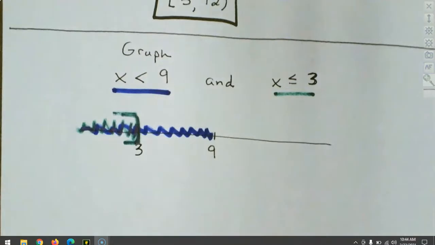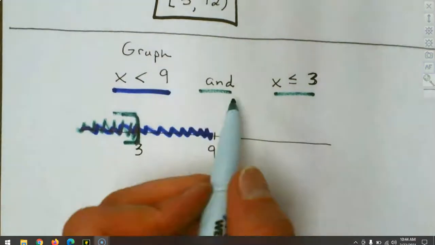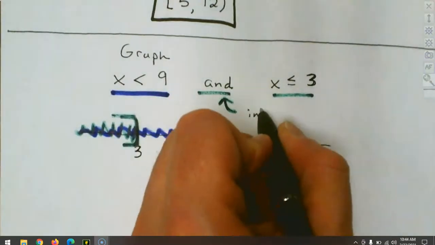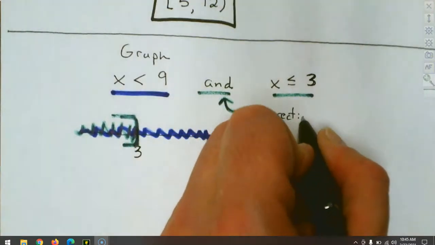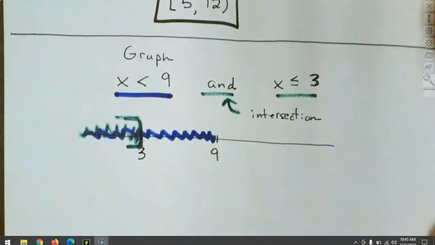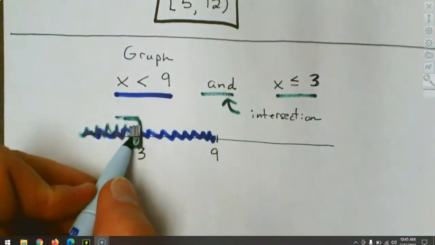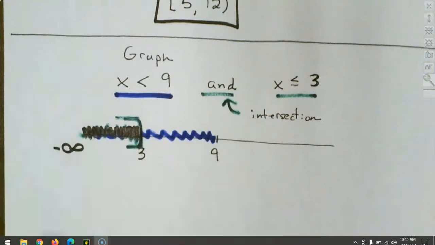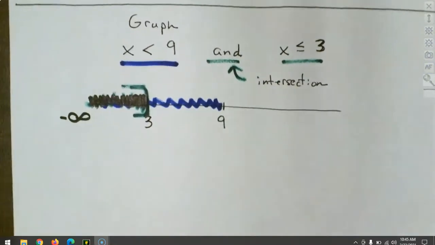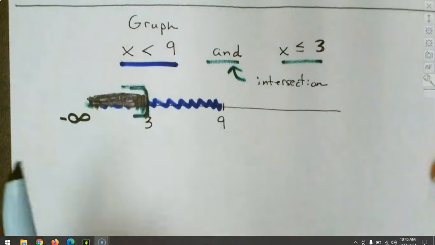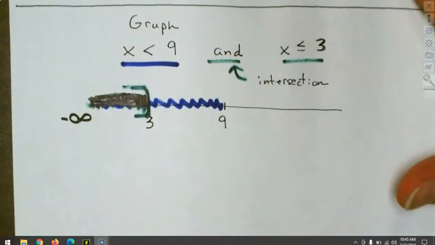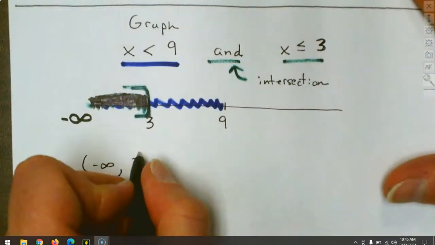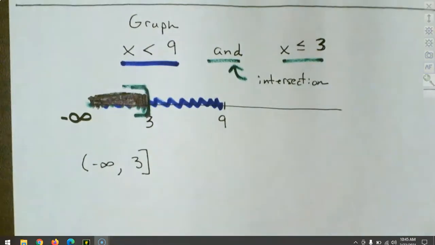Now we want where they overlap, because remember, what is and? And is an intersection. So where are they going to overlap at? Well, where they overlap at is right here on the end, isn't it? Remember, this is negative infinity. So what would our answer look like then in terms of interval notation? We only want where they overlap. And so where do they overlap from? Make sure it goes in the correct order. Negative infinity, comma 3 with a square bracket.